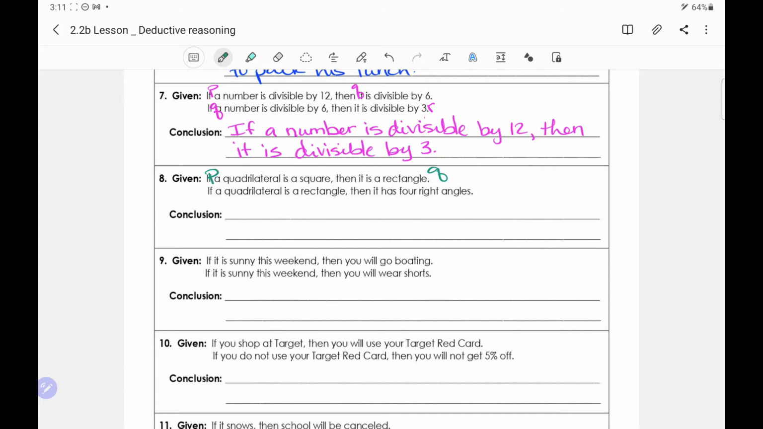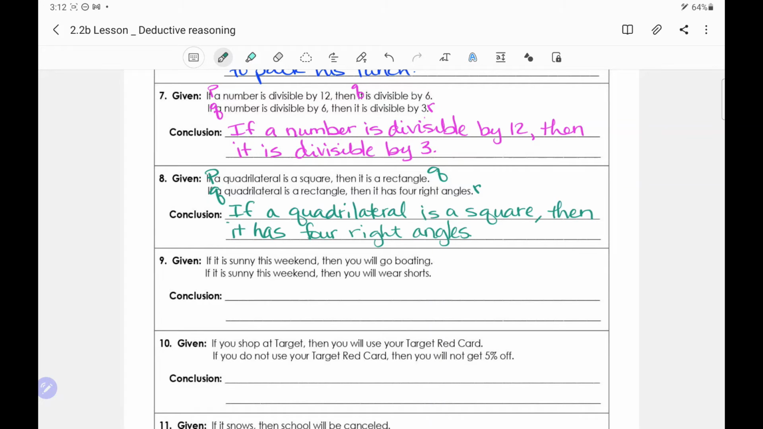If a quadrilateral is a rectangle, does it match? It is a rectangle, the quadrilateral is a rectangle, that's Q again. Then it has 4 right angles, that's R. So again, we're going to be able to do this. Write your own statement before you look at mine. Okay, I'm about to bring mine up on the screen. 3, 2, 1. If a quadrilateral is a square, then it has 4 right angles.